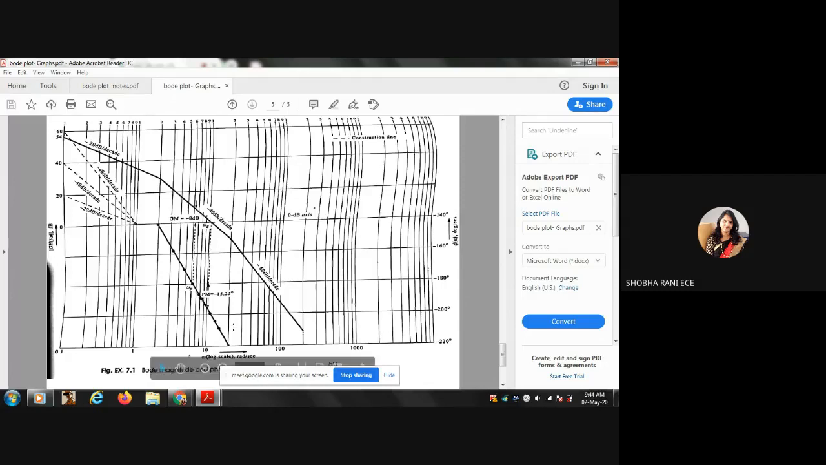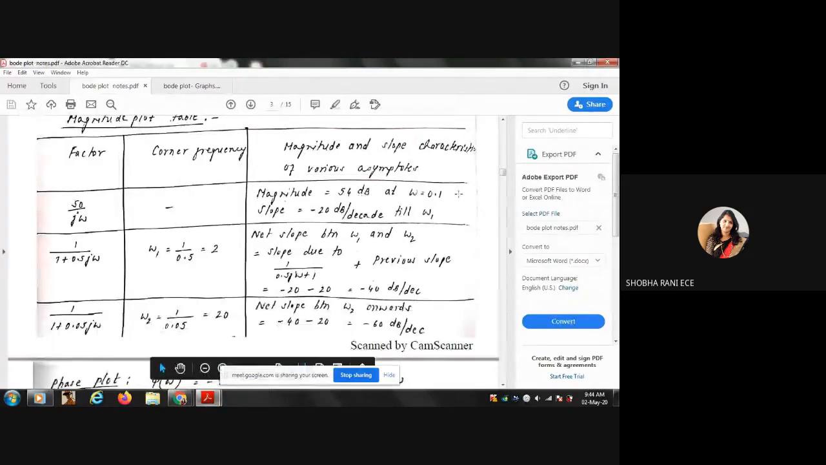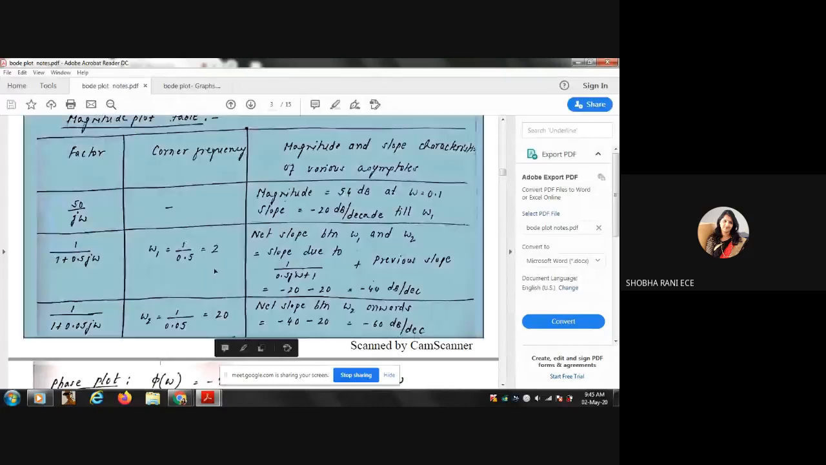Next, what are they telling? If you see the table, the magnitude is 54 dB at omega equal to 0.1, and they're telling that the slope is equal to minus 20 dB per decade till omega 1. When I say omega 1, you have to know that omega 1 is nothing but the first corner frequency where the slope of the line will change. So you have two corner frequencies here, one is 2 and the other one is 20.